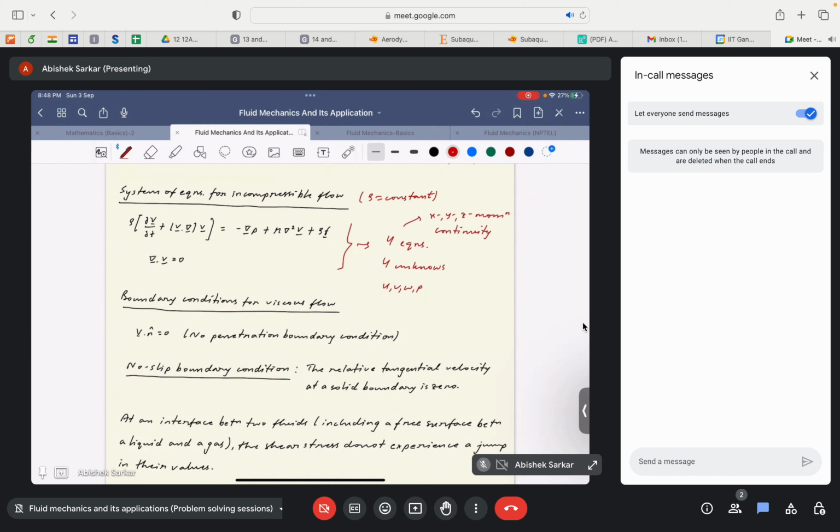So since there are four equations and four unknowns, with appropriate boundary conditions, this equation seems to be very well posed, right? Since there are four equations and four unknowns, it seems that it's quite easily solvable. But this equation, if you don't know, is one of the toughest equations in mathematics, or in the whole of sciences, that has still not been solved yet.